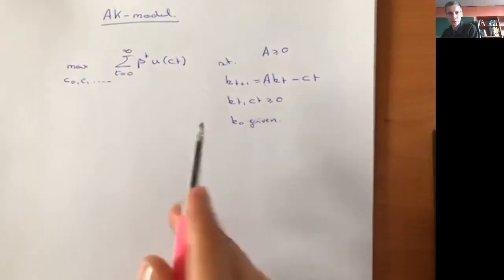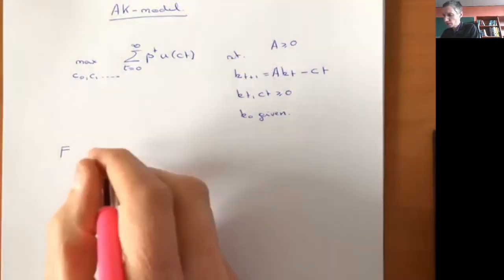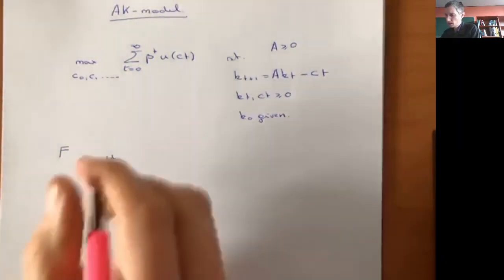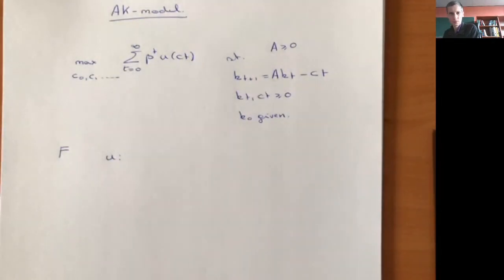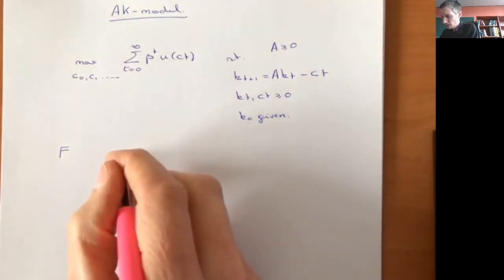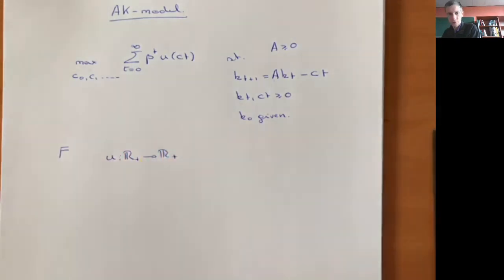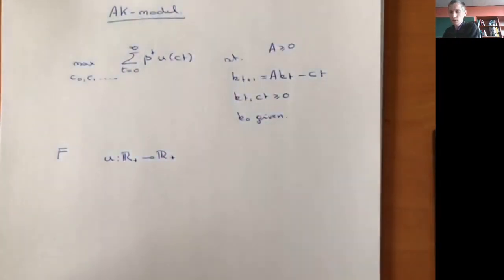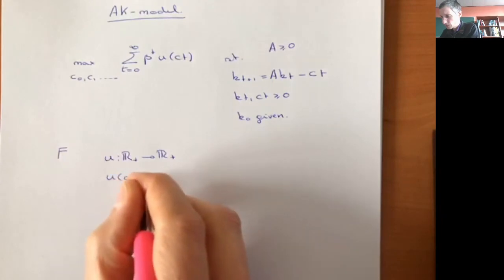So let's look at the different ingredients, right? So here in our objective function, the function f is given by u. Okay, and it doesn't depend on the state k, but it depends on the action c. Okay, this is a special case. So we assume that u goes from R plus to R plus. Okay, so the utility is non-negative. Normally, if it's bounded from below, we can renormalize, right? Just by adding a fixed number to the utility. And then by renormalization, we can impose that u of 0 is equal to 0.